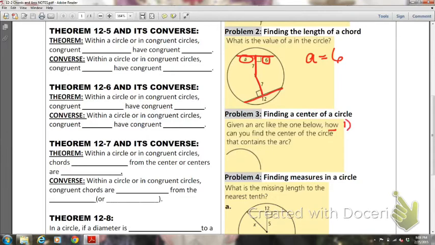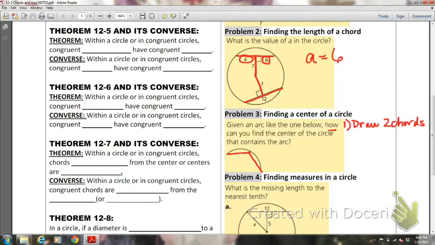We'll look at just a couple of steps. First step would be to draw two chords in the circle. So I'll just sketch in 2 chords in that circle. And then you would have to construct a perpendicular bisector to each one of those chords, and where those 2 perpendicular bisectors intersect is going to be the center of the circle.